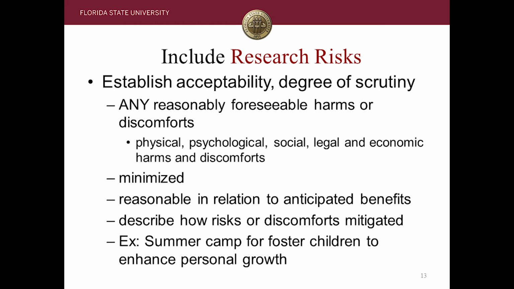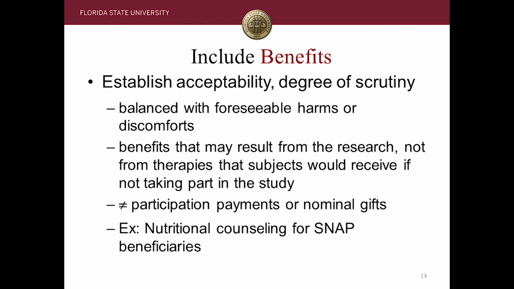So more scrutiny, the greater the risk; less scrutiny, the minimum risk. We want to talk about benefits. Clearly the IRB is going to weigh the research risks against the benefits, because the more benefits there are, the more acceptable certain research risks are. For example, if there's direct benefit to a subject, they're going to come out better able to deal with their condition. The higher the benefit, the higher the risk the IRB or the regulation will permit. So that's very important to keep in mind: the IRB is going to weigh risk to benefit.